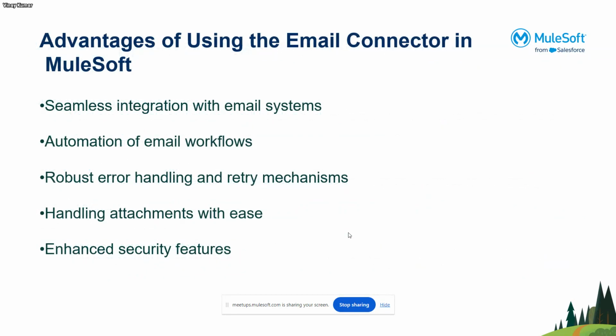Let's discuss some of the advantages. Here are some of the advantages I have mentioned. We can do seamless integration with other email systems, automation of email workflows, and robust error handling and retry mechanisms. All this we're going to see in the demo: how we're going to integrate the email, how we're going to send the email and the attachments, and how we're going to enable the security features over TLS or SSL.